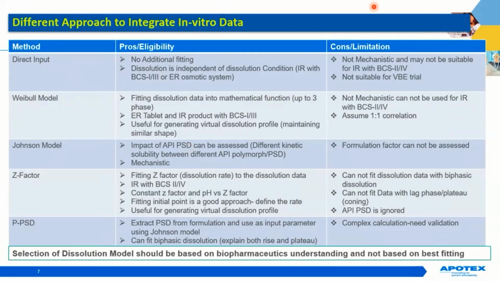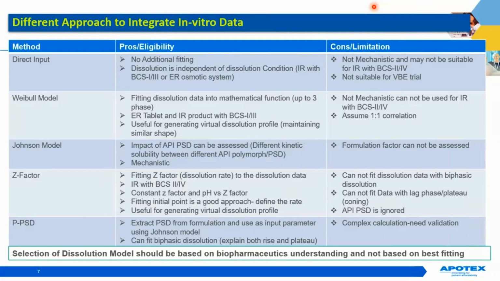The second approach is the Weibull model, wherein the dissolution data is fitted into an empirical function first, and then the parameters derived from the equations are used for prediction purposes. This method is usually used for extended release dosage forms where we assume 1:1 correlations. This method can also be used to generate the virtual dissolution profile.